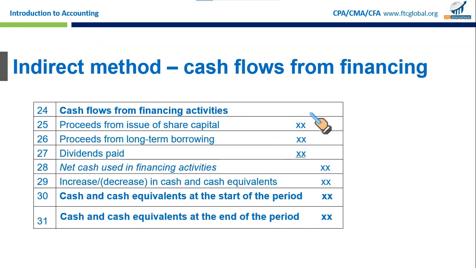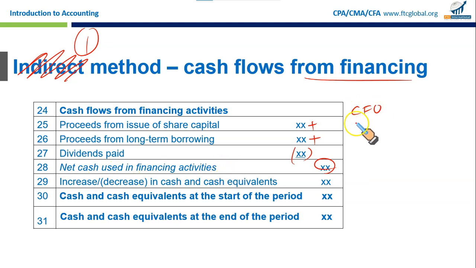Then finally we have again, there's only one method for showing your cash flow from financing activities. That is, when you issue shares, inflow. When you receive long-term loans or issue bonds, inflow. You pay dividends, outflow. And this gives you the net figure, net cash used in financing activities or net cash provided by financing activities. So these three cash flows, cash flow from operations, cash flow from investing activities, cash flow from financing activities, give you the increase or decrease in cash and equivalent over the period.